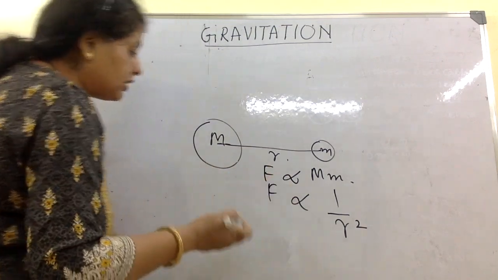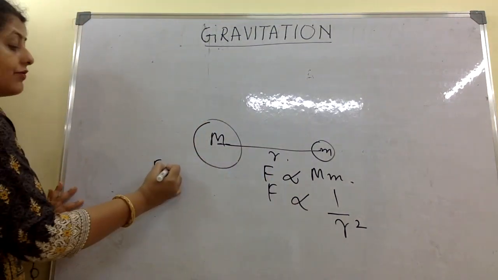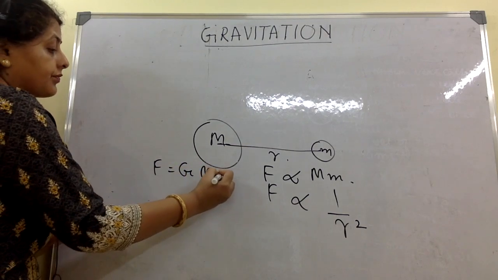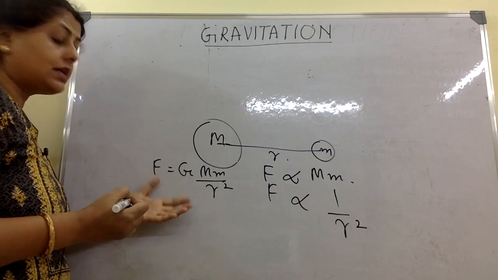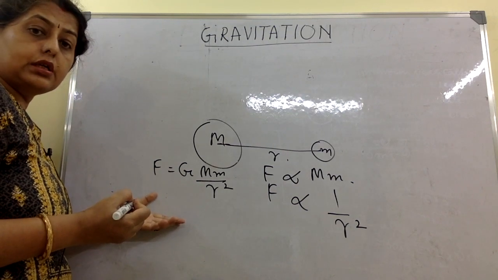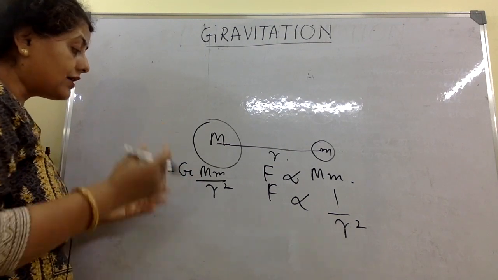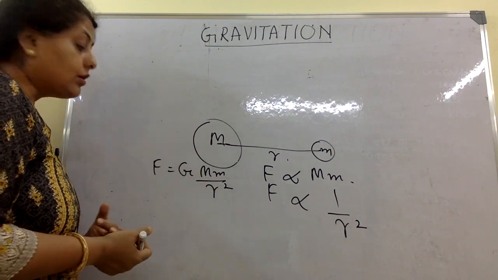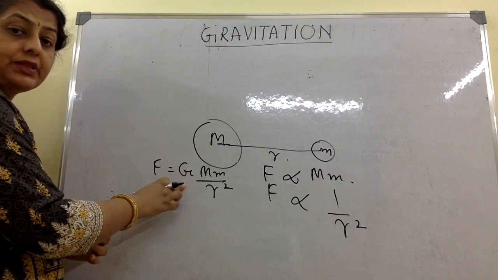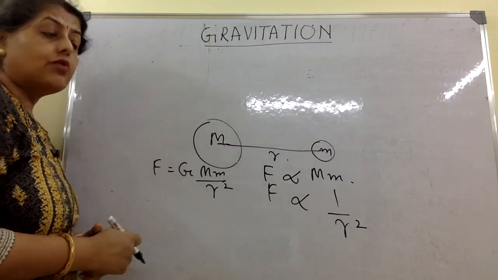Now what do we do here? We combine these two things and we write this. So F is equal to G capital M into small m by r square. Now where did this G come from? This is a constant. What is a constant?